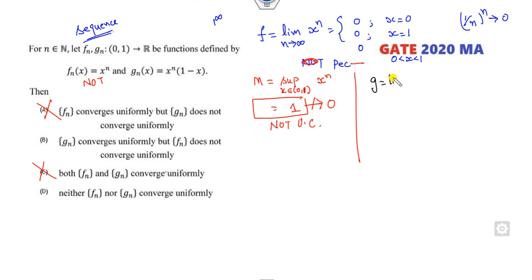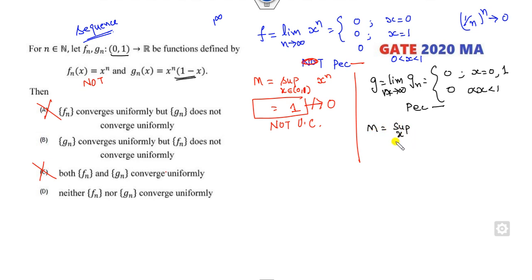So we can firstly find the limit as n approaches infinity of gn. Clearly, over the closed interval, if x is 0, the answer is 0. If x is 1, the answer is again 0. If x lies between 0 and 1, the answer is again 0. So this is piecewise continuous. Then we can define M, the supremum of all those x in the interval (0, 1) of x^n (1 - x). So what is the supremum of this?